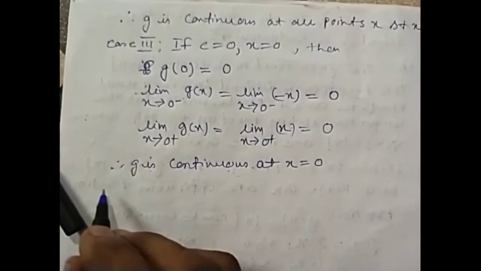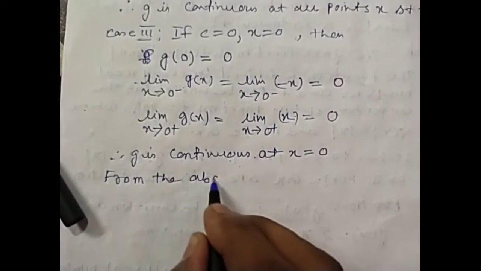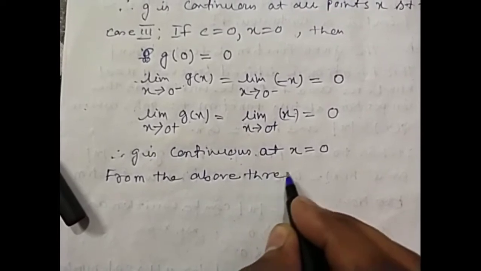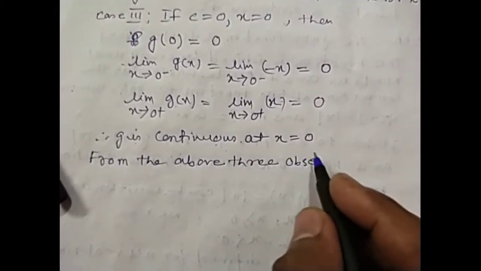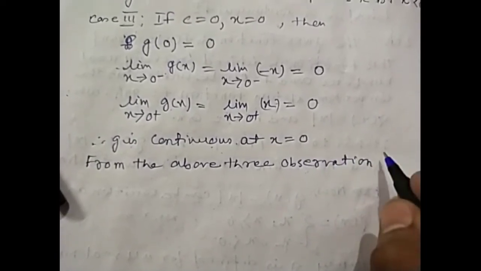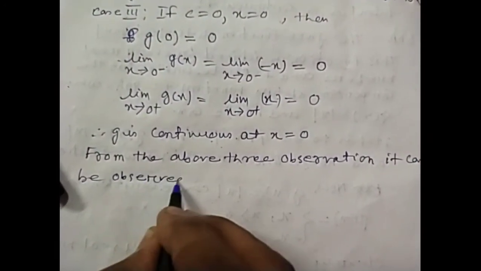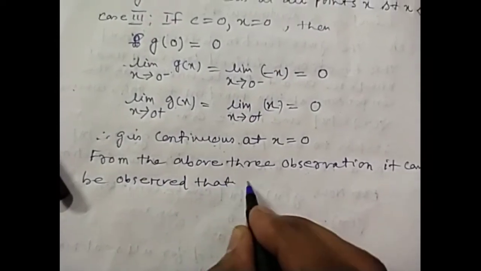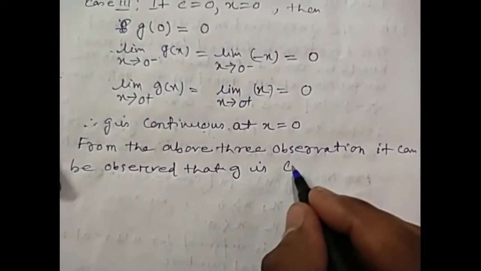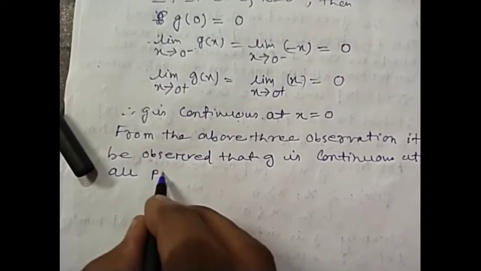Next, what will you write? From the above 3 observations, because there are 3 cases, it can be observed that g is continuous at all points.